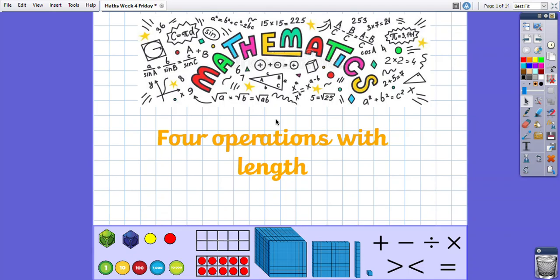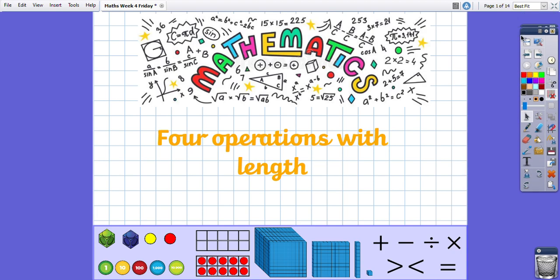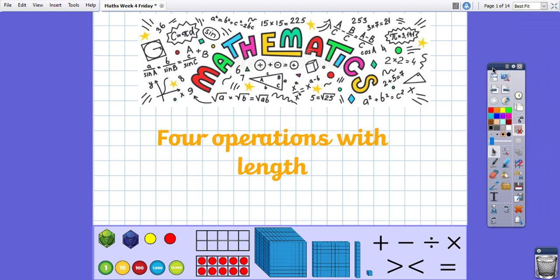Morning Year 2 and happy Friday. We have made it through another week of maths, but today our lesson is the 4 operations with length. So we know that the 4 operations are addition, subtraction, multiplication and division.